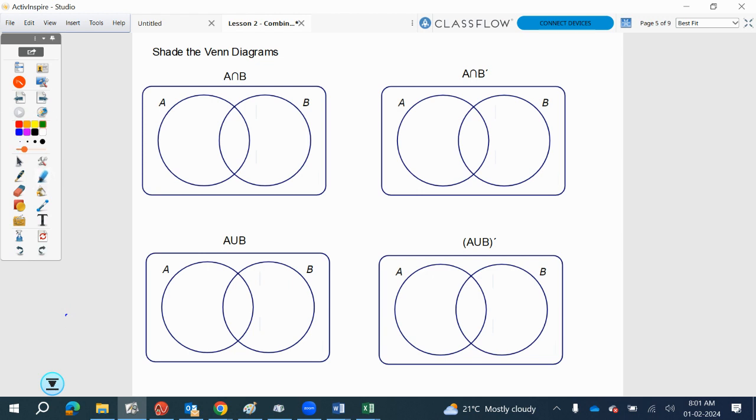Okay, so A intersection B. This is the intersection of 2 sets. This is pretty easy. And then this one at the bottom below it, A union B. That's going to be like this. Everything here.